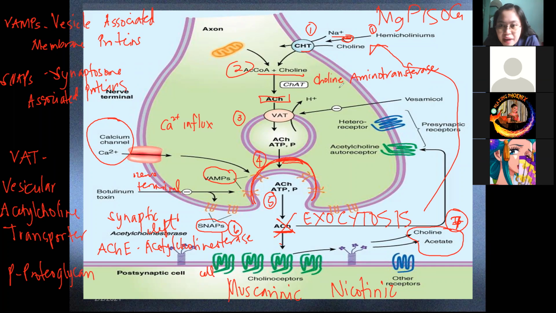Okay, that's number 1. Number 2 drug, we have the negative sign here. It's the vesamicol. Okay? So si vesamicol naman, this will inhibit the VAT, the vesicular acetylcholine transporter. And pag i-inhibit niya na ang VAT, acetylcholine will not be stored. And if si acetylcholine cannot be stored inside the vesicle, ang mga succeeding na mga steps, dili na siya madayon, especially the release of the acetylcholine.